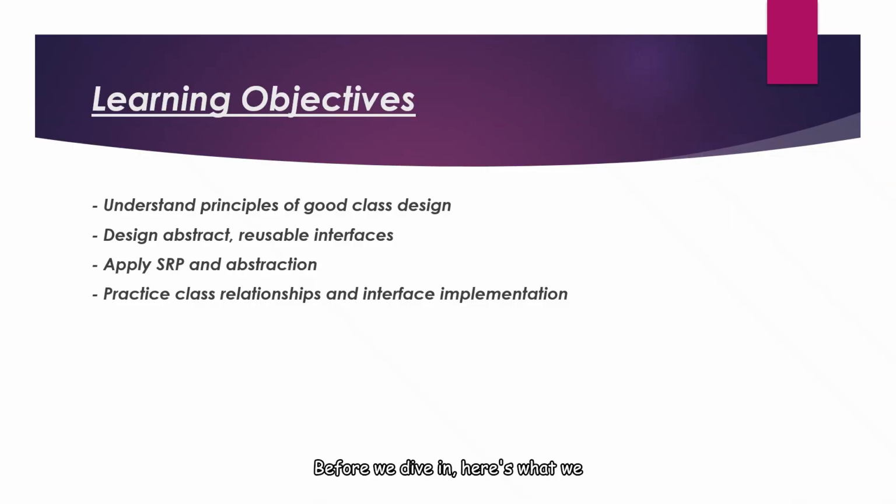Before we dive in, here's what we will take away from today's session. First, we will learn the core characteristics of a well-designed class, what to aim for and what to avoid. Second, we will explore how interfaces provide abstraction, allowing for flexibility, reusability, and testable code. Third, we will revisit the single responsibility principle, or SRP, and see how it keeps classes focused and easier to maintain. And finally, we will look at class relationships, how objects interact, depend, or extend one another. By the end, you will be equipped to design your own modules that are not only correct but clean and scalable.